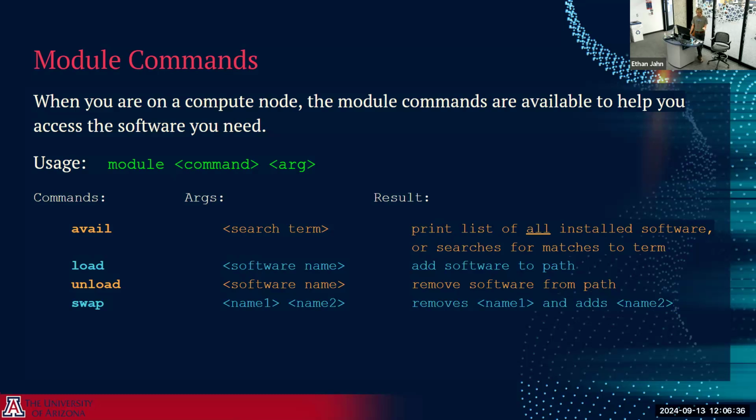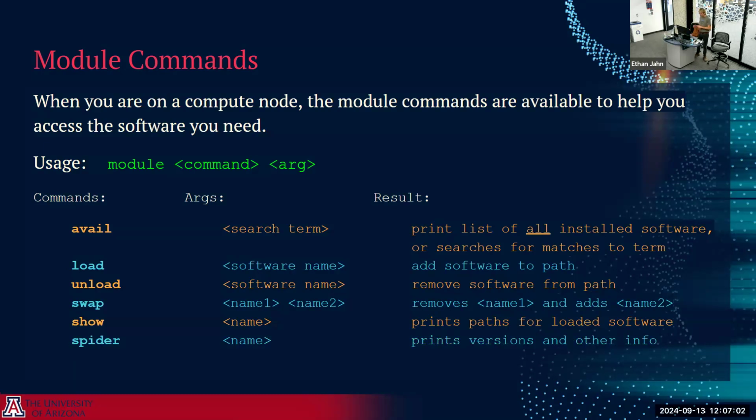Or you can swap them with the swap command, and this just removes the first one and adds the second one. If you want some more information on that module, you can use the module show command, and this will show you what directories have been added there. And then once you have those directories, you can go look inside of them to see what sorts of options and files and libraries are provided with that module. Same thing for Spider. It's just another tool to manage module information.